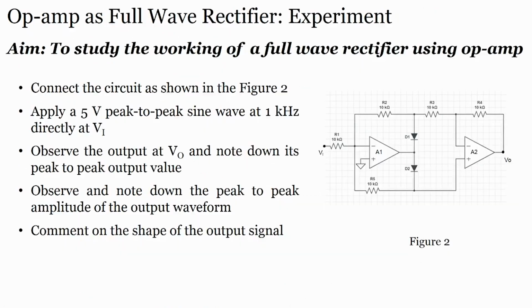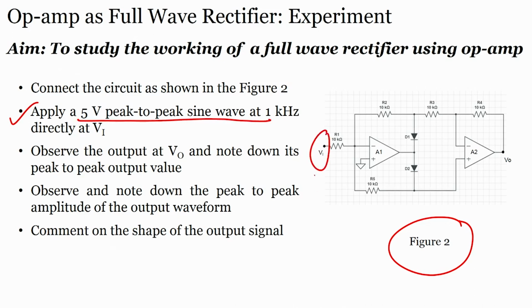Now, let us see the experiment. We first have to perform the experiment for the full wave rectifier, and here, if I want to perform the experiment, I have to connect the circuit shown in figure 2. So, we will connect this circuit shown here. We have to apply 5 volts peak to peak at 1 kilohertz. We have to apply 5 volts, 1 kilohertz, here.